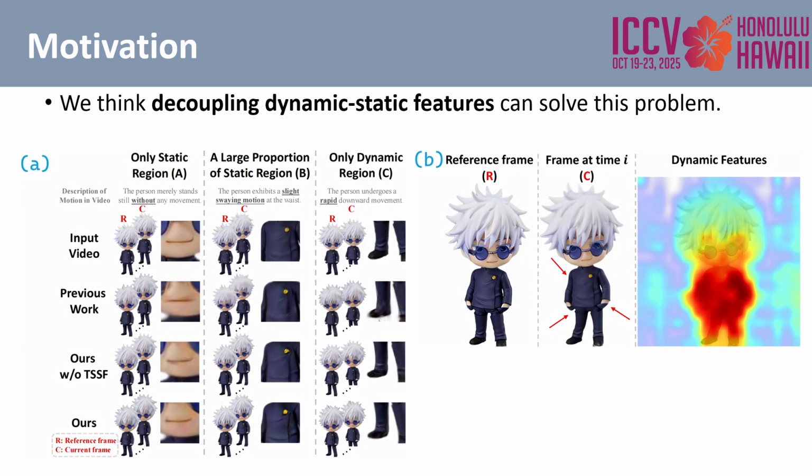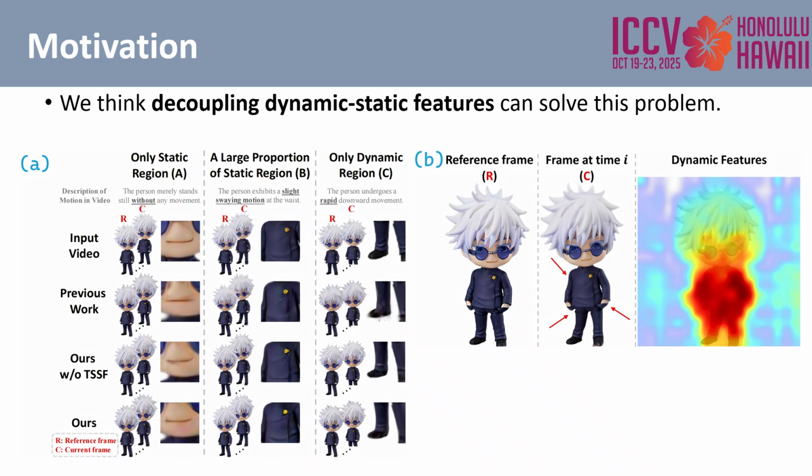As shown in figure A, previous methods produce results with blurry texture, for example, wrinkles in clothes, particularly when confronted with B-type input video. The B-type video means there is a large proportion of static regions within the video. We consider that decoupling dynamic static features to enhance dynamic representations can alleviate this issue.